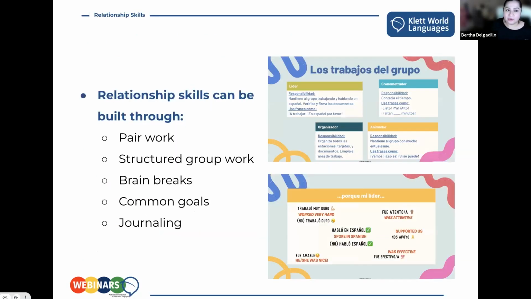And now when we talk about relationship skills, they can be built through pair work, structured group work, brain breaks, common goals, and journaling. I already gave you an example of what journaling looked like when I was young, and my ELA teacher would write comments on my prompts. As I mentioned, sometimes she would correct my grammar, or sometimes she would simply ask me another question, and we would have a conversation through that journal.